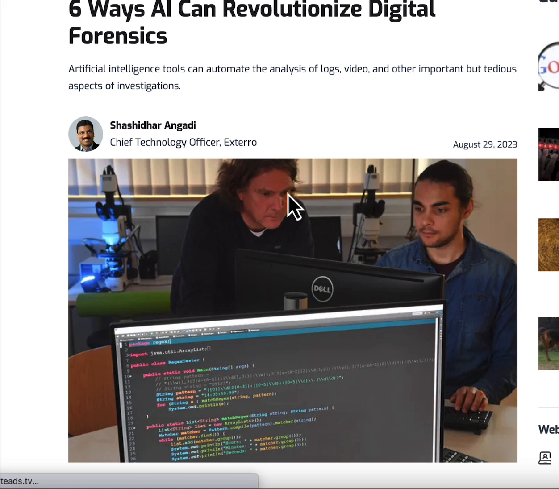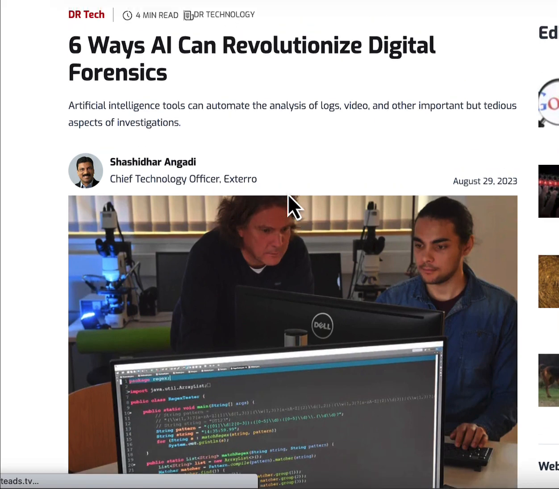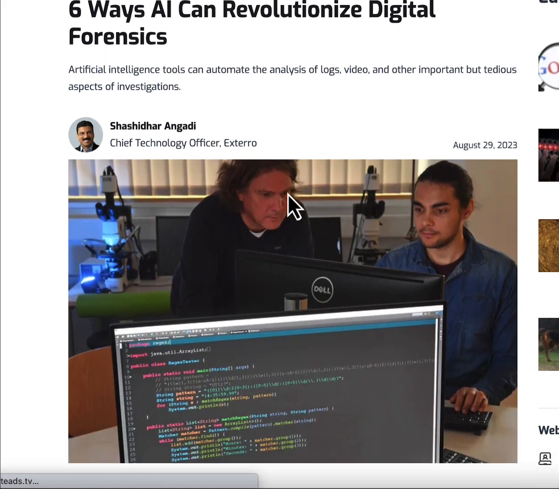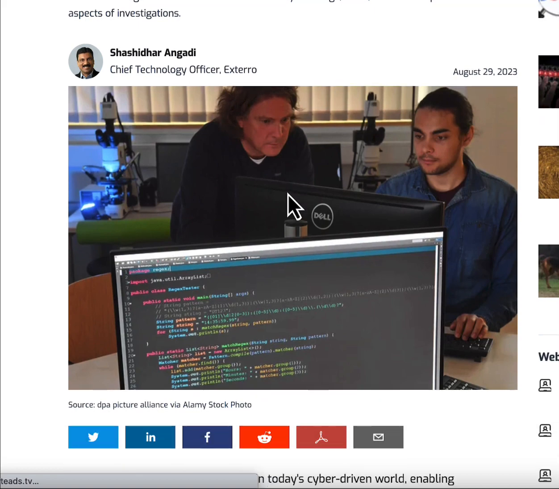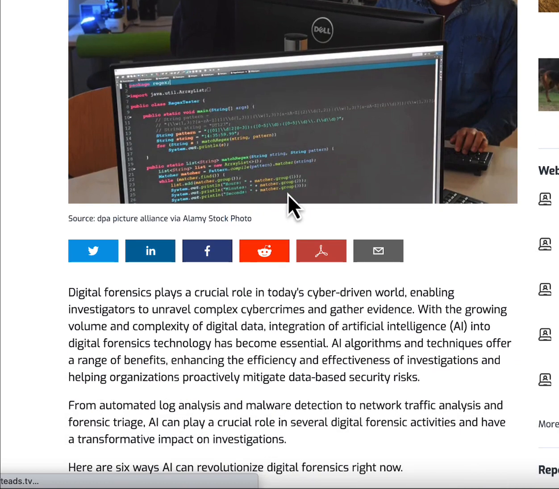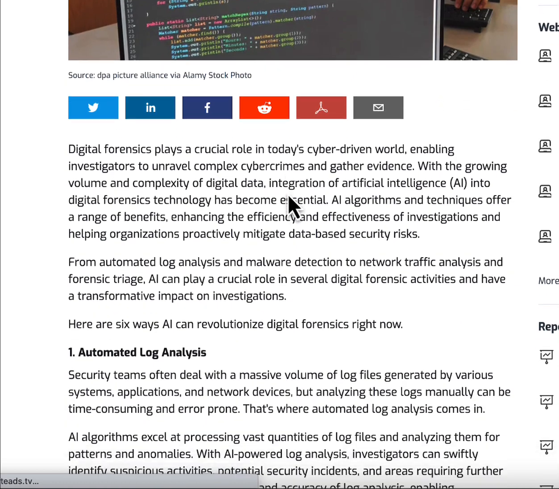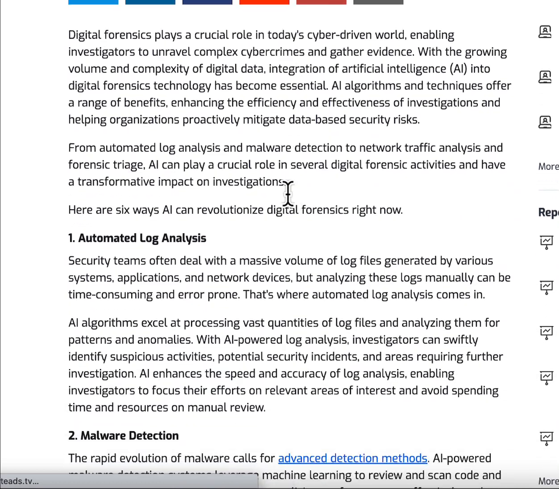Now, this is in Dark Reading, and it's by DR Tech. There's a gentleman that brought this up. I can't say his name, Shashandazar Agandi, I think that's it. But anyway, he's a CTO at Extero. But he brought up an interesting article as it relates to using AI in the forensics environment.